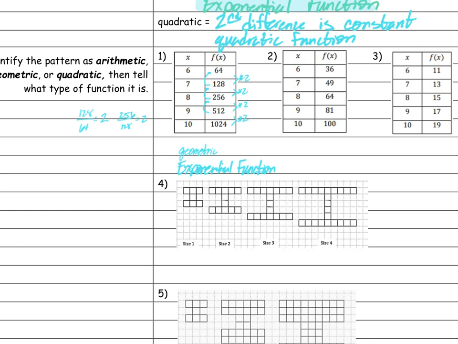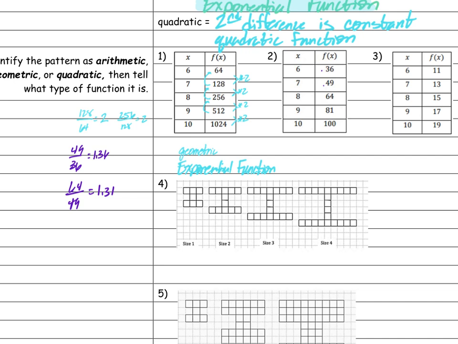So now I'm going to check if it's exponential, right? So how do I do that? Remember, I take this number and divide by that number. So I take 49 and divide by 36. Someone have a calculator? You guys are faster than me. 49 divided by 36 is 1.36, right? And then I'm going to take 64 and divide by 49. So 64 divided by 49 is 1.31. Are those the same number?